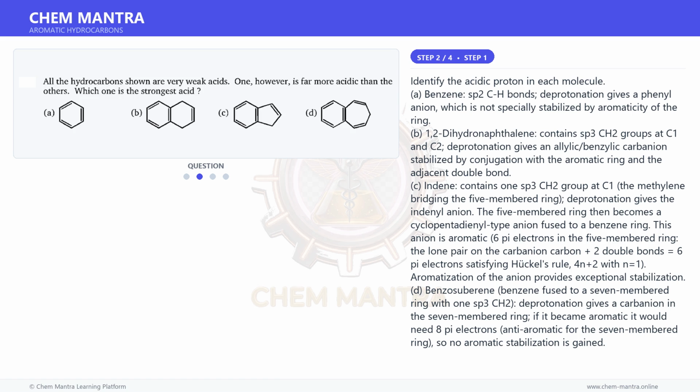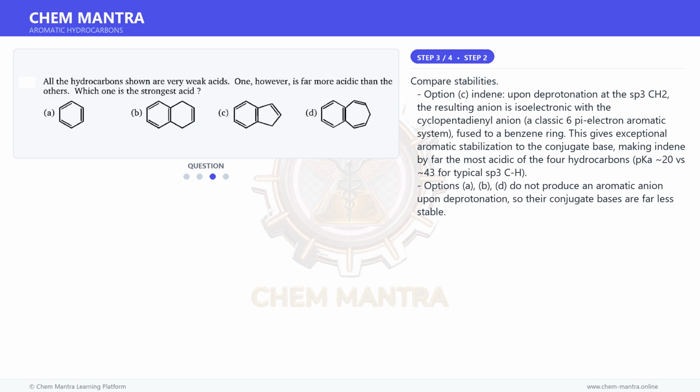D. Benzosuberene, benzene fused to a 7-membered ring with one sp3 CH2. Deprotonation gives a carbanion in the 7-membered ring. If it became aromatic, it would need 8 pi electrons, which is anti-aromatic for the 7-membered ring, so no aromatic stabilization is gained. Moving on to the next step. Compare stabilities. Option C, indene.